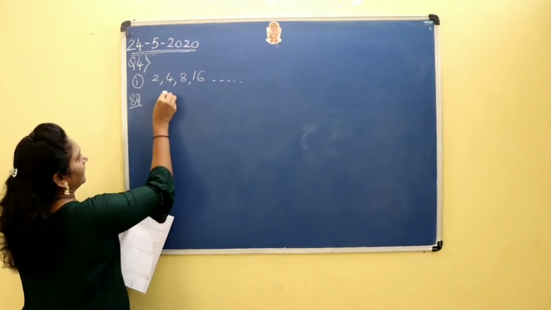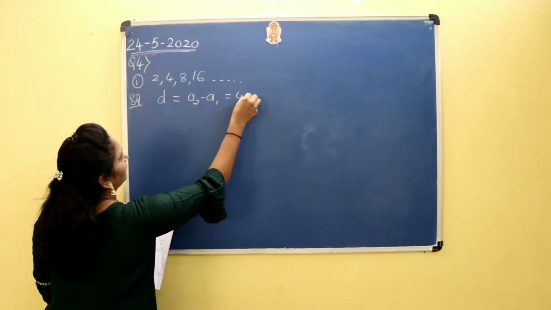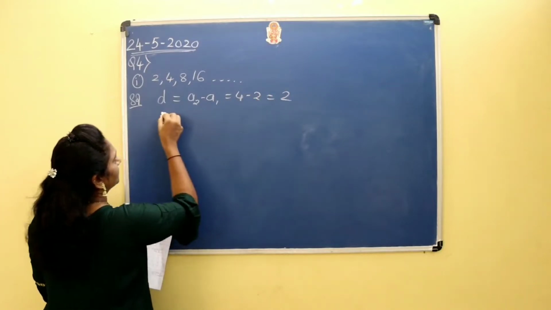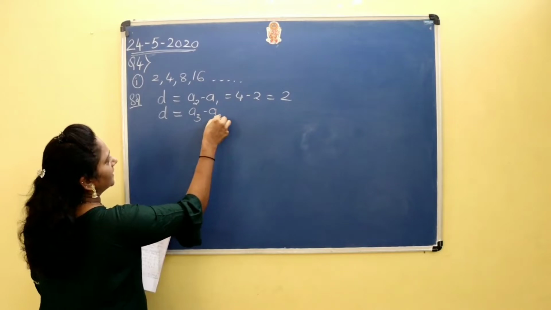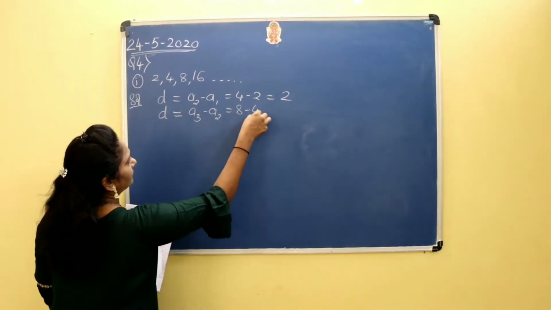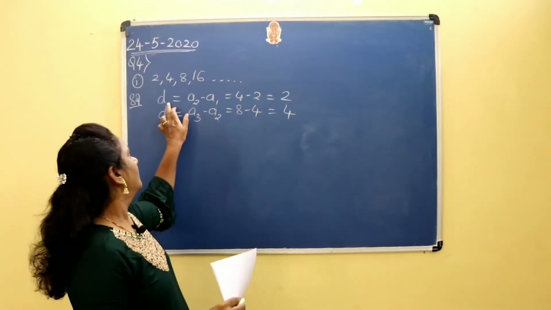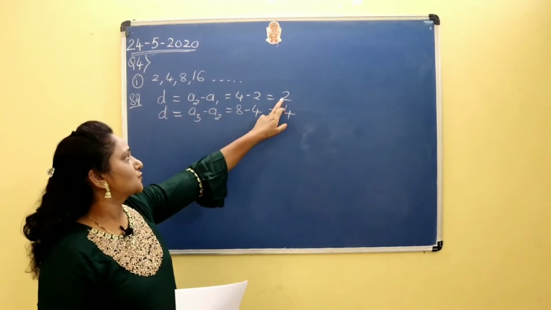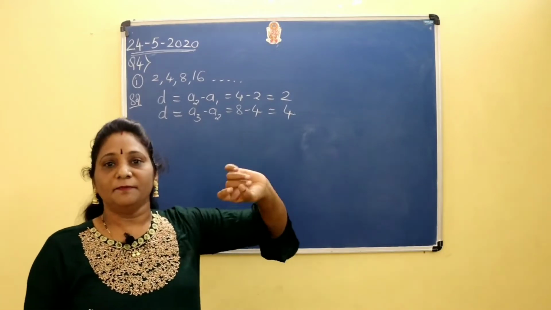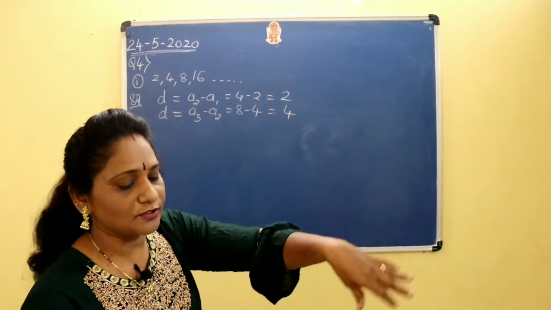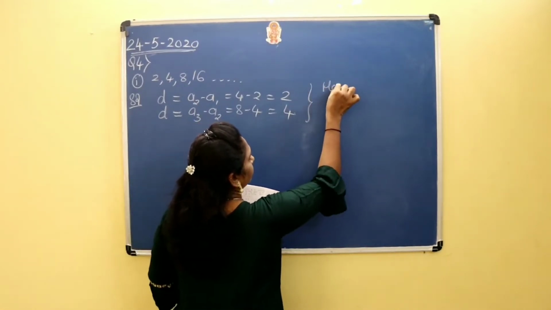d is equal to a2 minus a1, 4 minus 2 is 2. Again, d is equal to a3 minus a2, 8 minus 4. It is 4. So here you can see that when we did a2 minus a1 it was 2. When we did a3 minus a2 it was 4. It means that d is not constant.